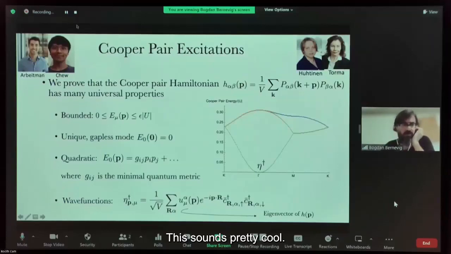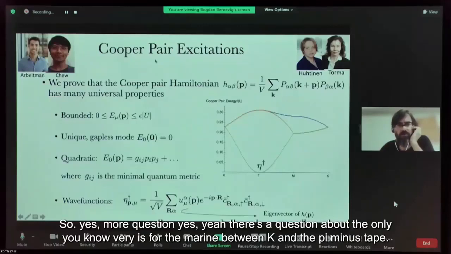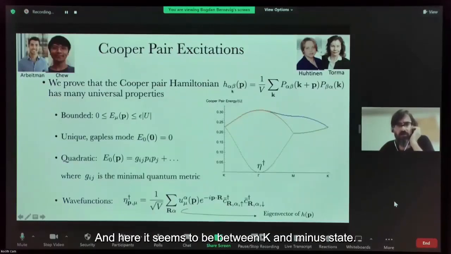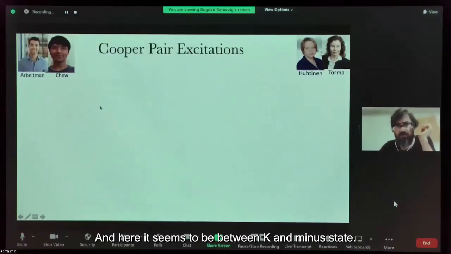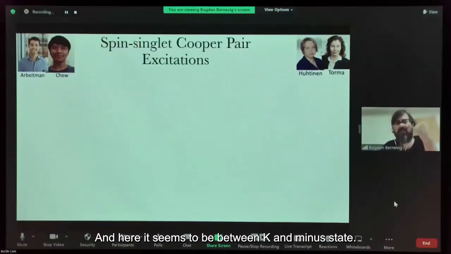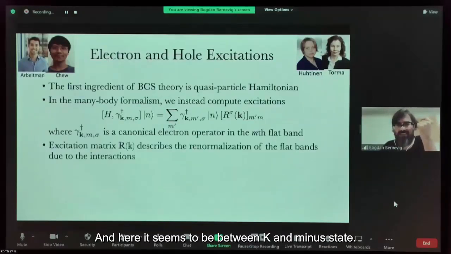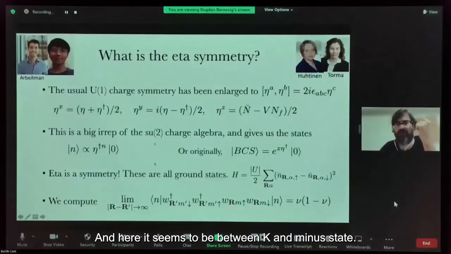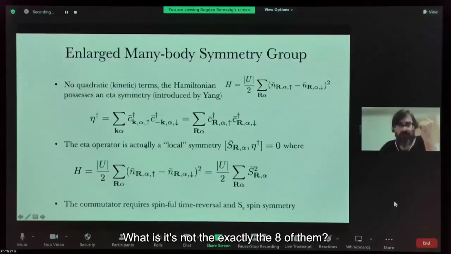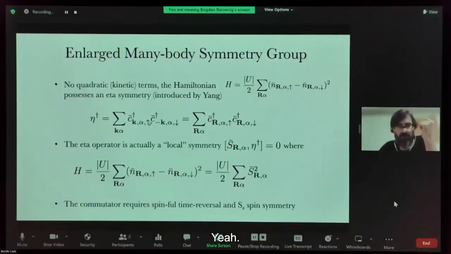First, I think in the previous slide, there's a question about the eta pairing. Normally eta pairing is for the pairing between k and pi minus k, but here it seems to be between k and minus k. What is eta pairing here? That's right. As I said, it's not exactly the eta pairing of C. N. Yang. The eta pairing of C. N. Yang is k with pi minus k.